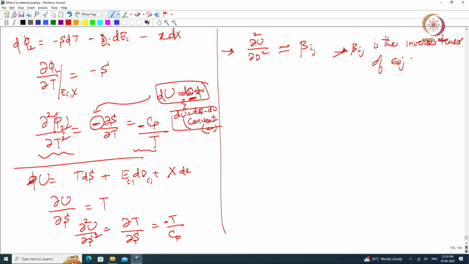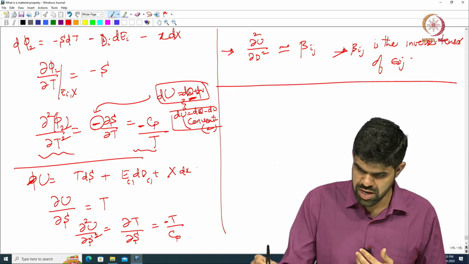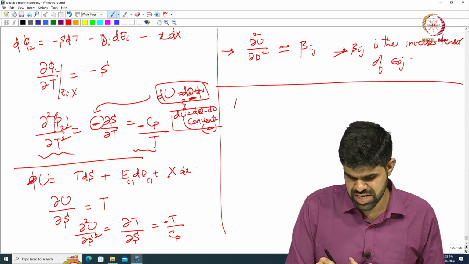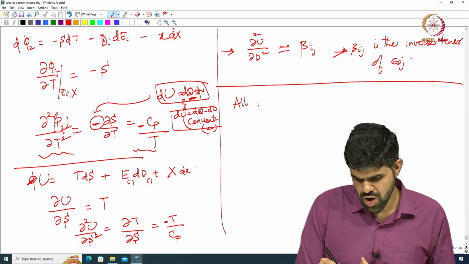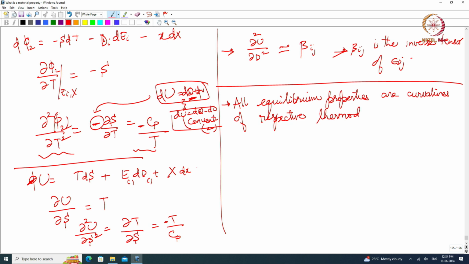So all the thermodynamic properties arise as curvatures, right, of these potentials, right. So let us again rewrite that statement. All equilibrium properties are curvatures of respective thermodynamic potentials.